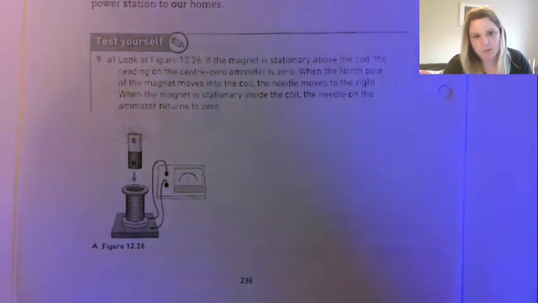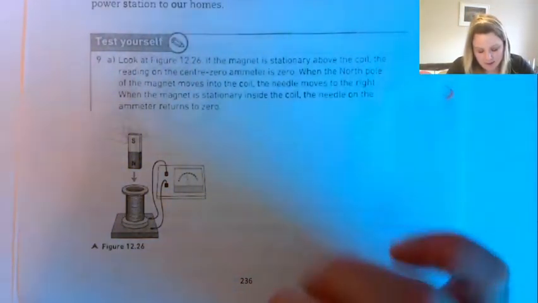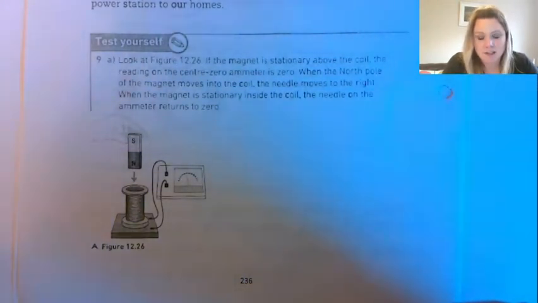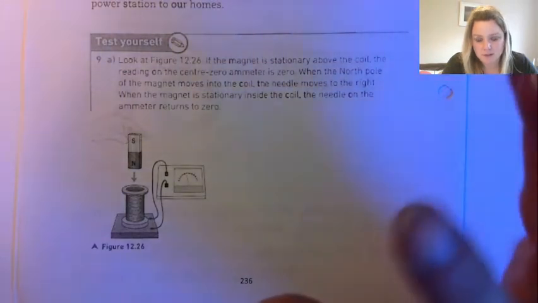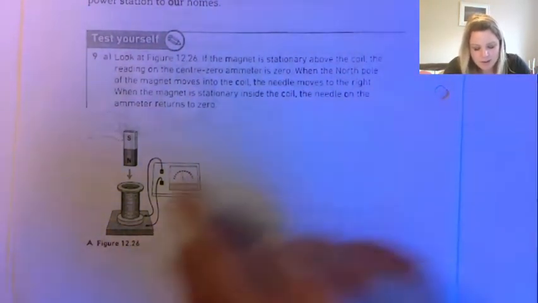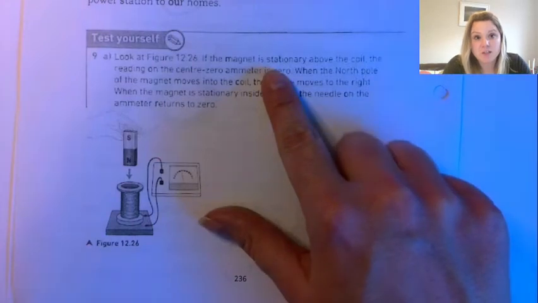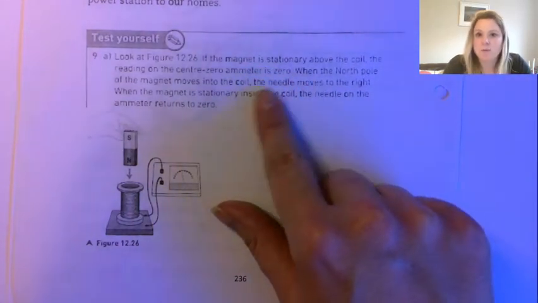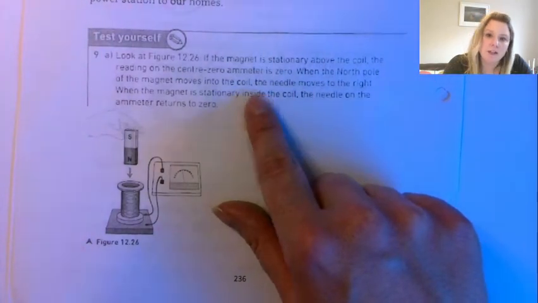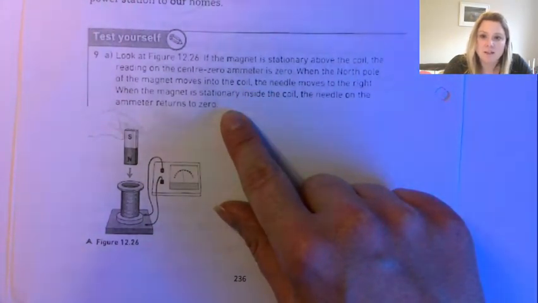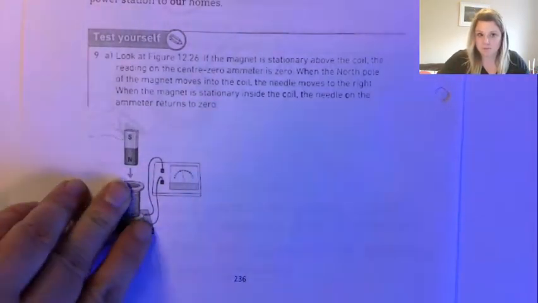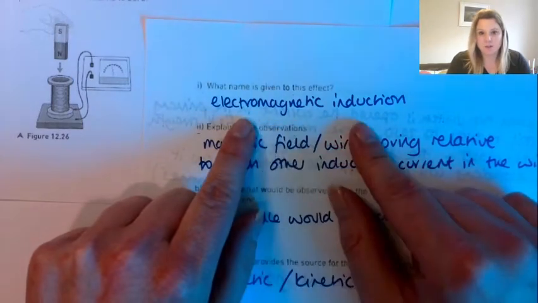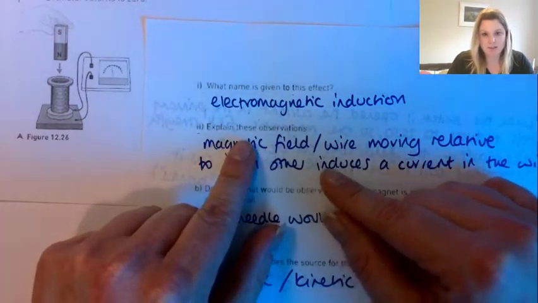Okay, so if you open up your notes back where we finished off last day, we were doing these questions that started on page 236 about Faraday's ring experiment. In this diagram, if the magnet is stationary above the coil, the reading on the center 0 ammeter is 0. When the north pole of the magnet moves into the coil, the needle moves to the right. When the magnet is stationary, the needle returns to 0. Part 1, what name is given to this effect? Electromagnetic induction.